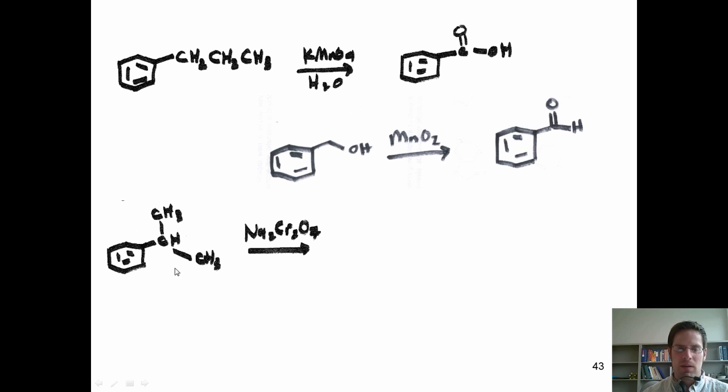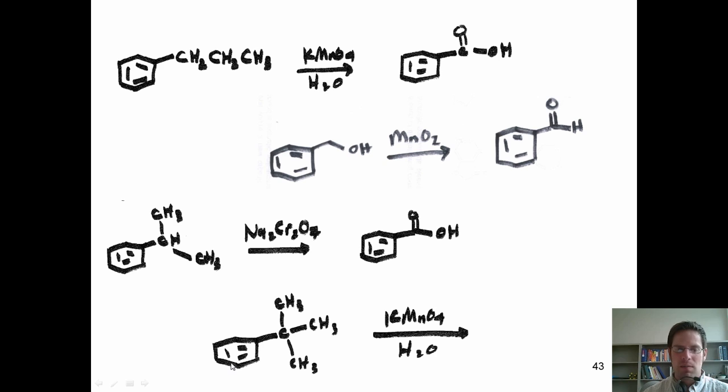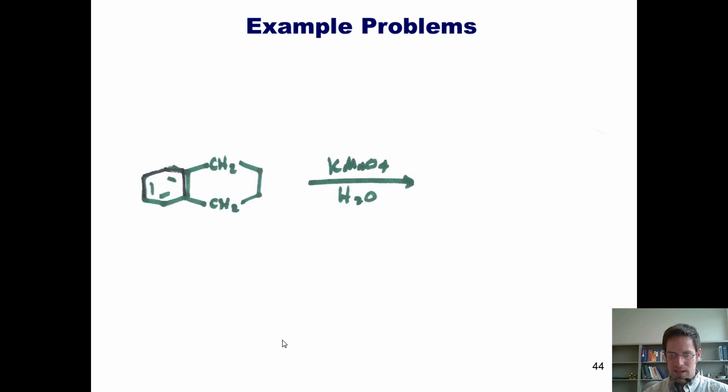Here I've got this compound, treating it with sodium dichromate. Is there at least one hydrogen on the benzylic carbon? Yes, there is. So what product does it make? Benzoic acid. Here's this compound. Is there at least one hydrogen on this benzylic carbon? No, there's not. So what product does it make? No reaction.